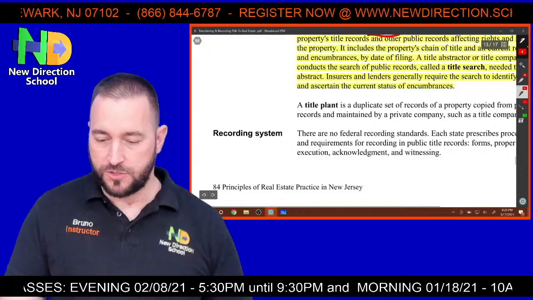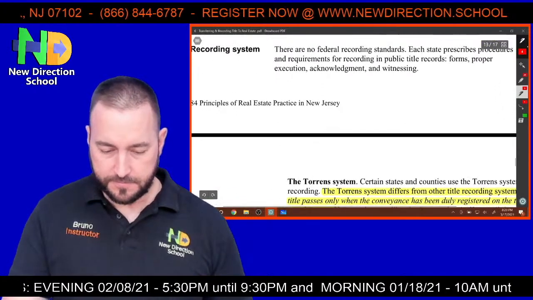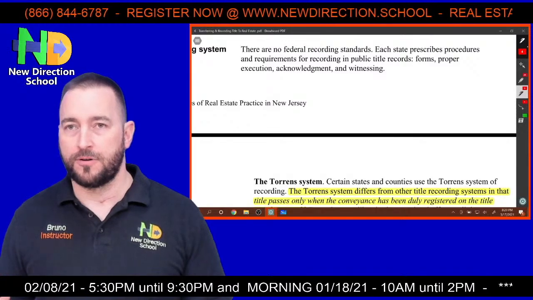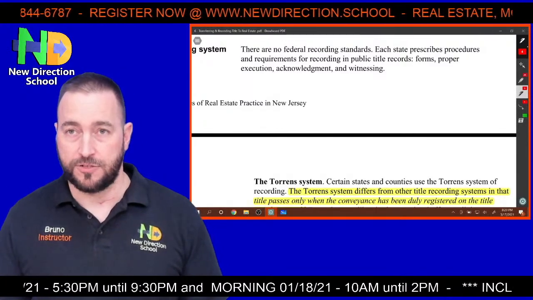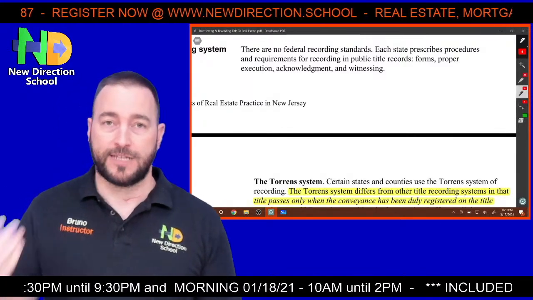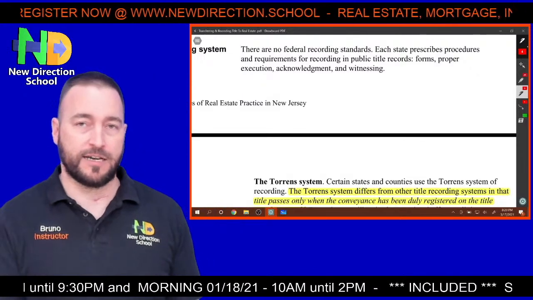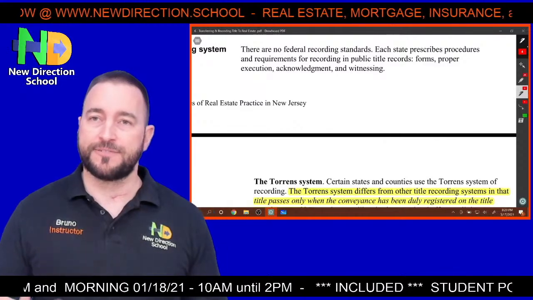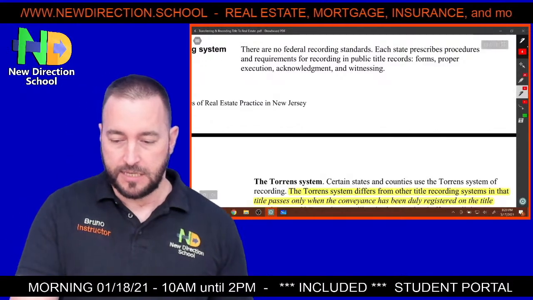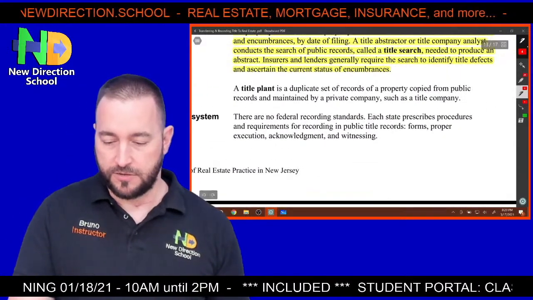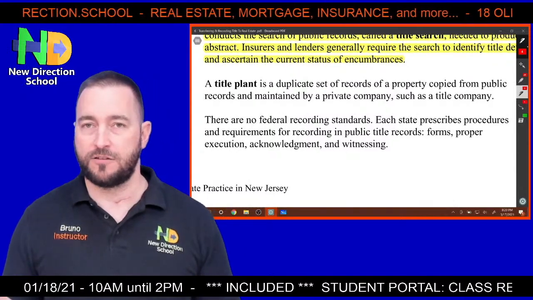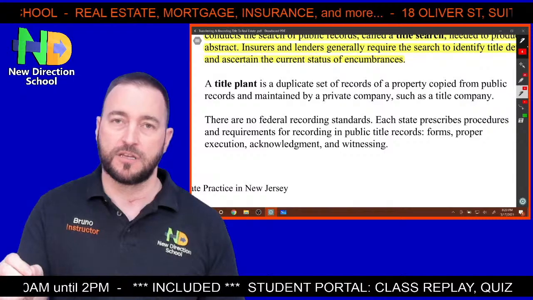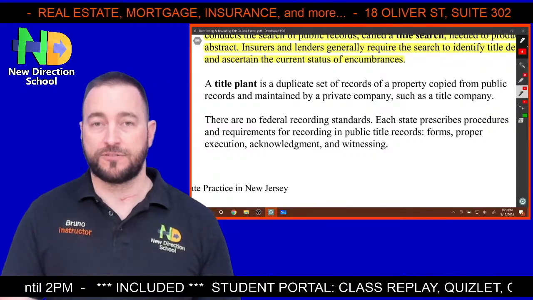Once we have the abstract of title, we need to have a title search. We need to have a title search. That's the abstract. And we need to have a conclusion on that title in order to pass the title from one person to the other. And there's different ways to get it. Now, one of the things we need to know is that federal has no recording standards. Federal does not demand anything. State is the one that each state determines which recording standards to follow.